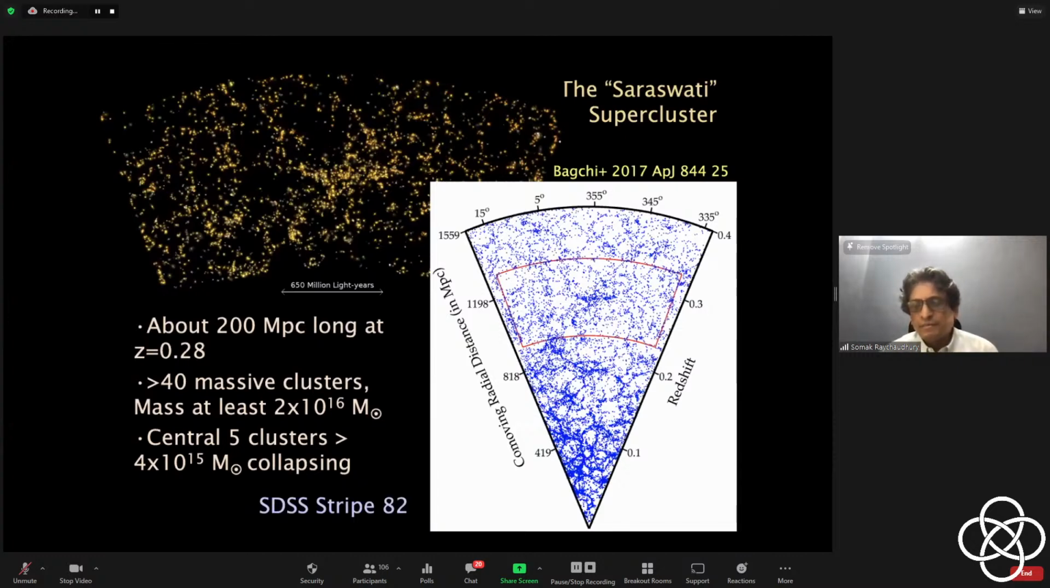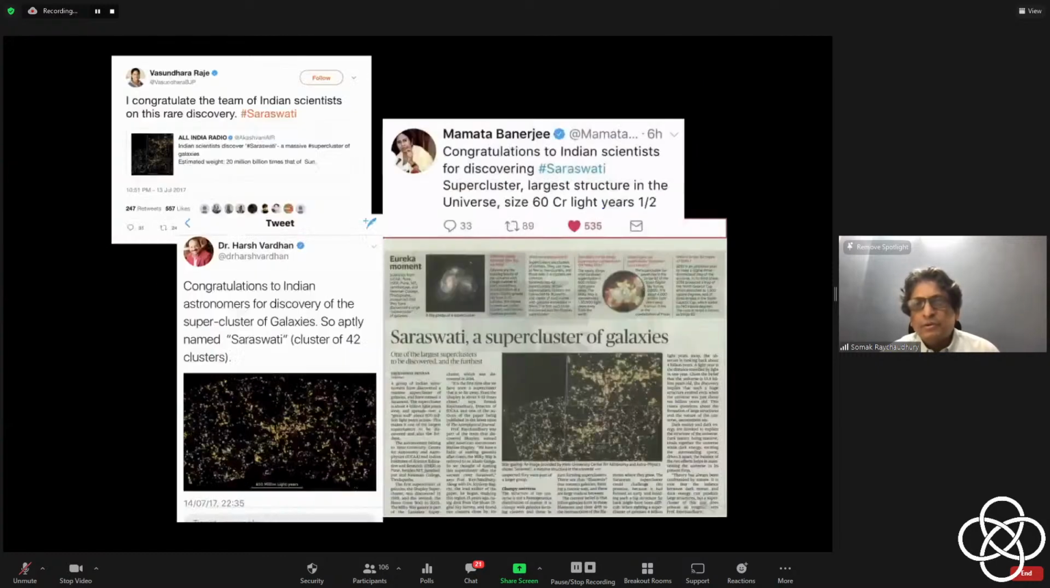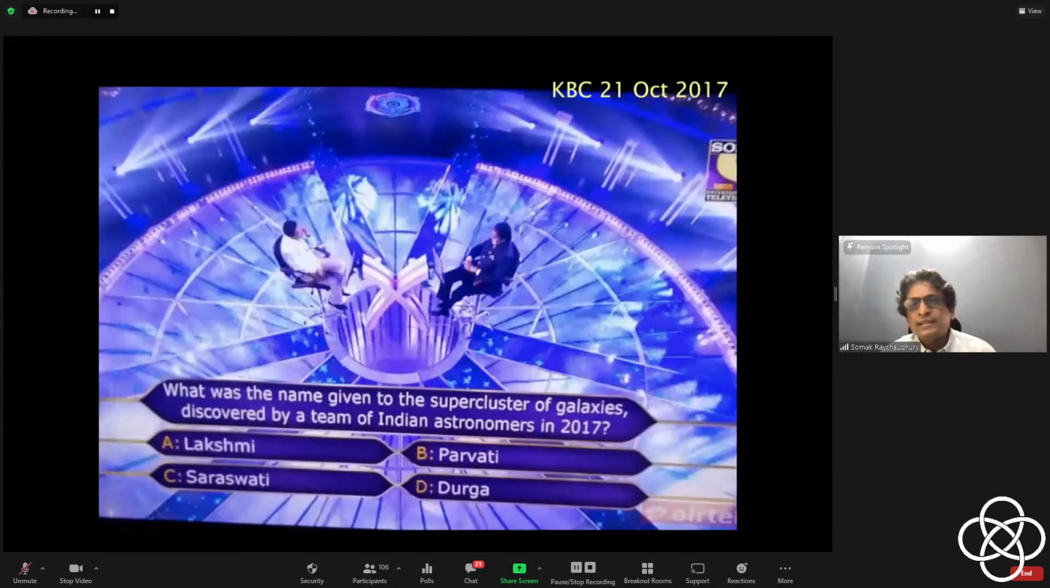And I want to finish this by saying that normally the general public doesn't pay much attention to what's happening in astronomy research. But sometimes, occasionally, something like this catches the public's imagination. So, for example, when this paper was published, and the fact that an Indian team had published one of the largest structures known in the universe, there was a lot of activity. We got tweets from many chief ministers saying, "We are very proud of you," and things like that. But the most important thing that happened was that we became the last question in Kaun Banega Crorepati.